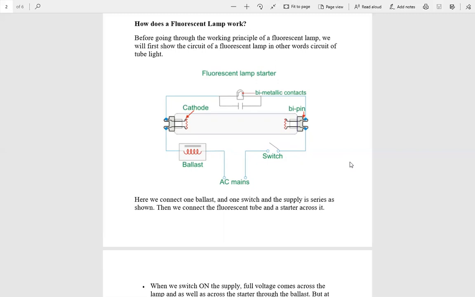This is because the electrodes gap in the neon bulb of starter is much lesser than that of the fluorescent lamp. Then gas inside the starter gets ionized due to this full voltage and hits the bimetallic strip. That causes to bend the bimetallic strip to connect to the fixed contact. Now, current starts flowing through the starter.